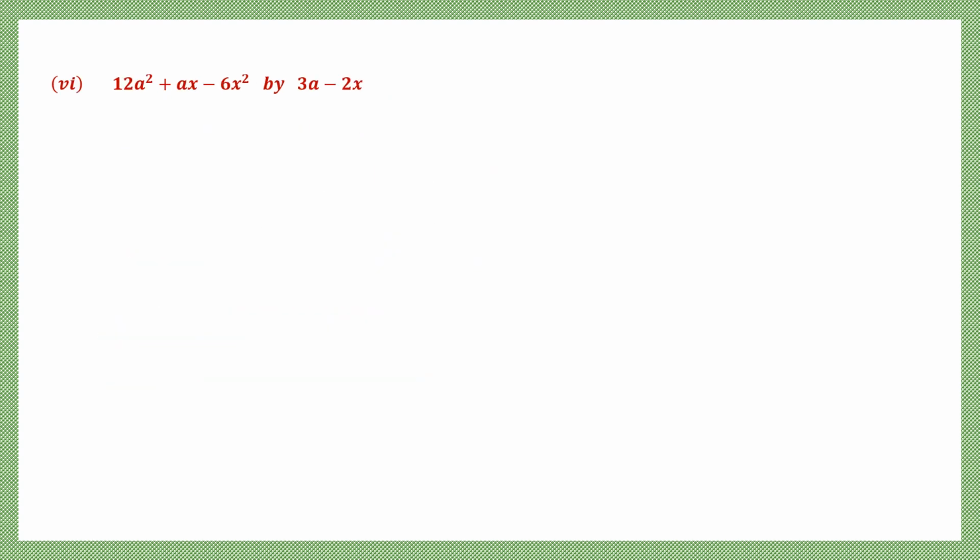So here in question 6 we have a polynomial by a binomial. Whenever you have a binomial, divide like a normal division. So let's do that. Let's divide.